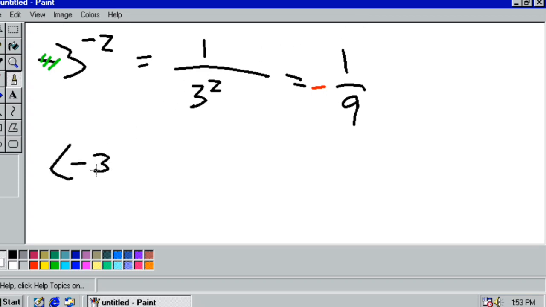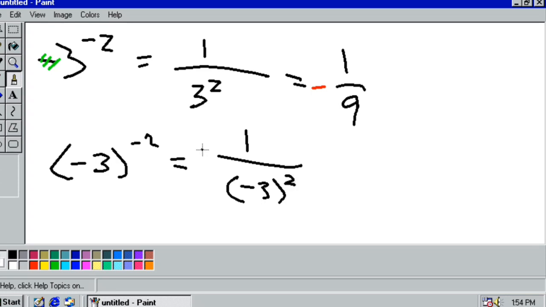Okay, now how about this? We have a parenthesis. So it's the same. We are going to make the exponent positive. So 1 over, since it is in a parenthesis, we are also going to include that. So our negative exponent will change into a positive. So 1 over, we just simplify. Negative 3 times negative 3, negative times negative is positive. So it will be positive 1 over 9.